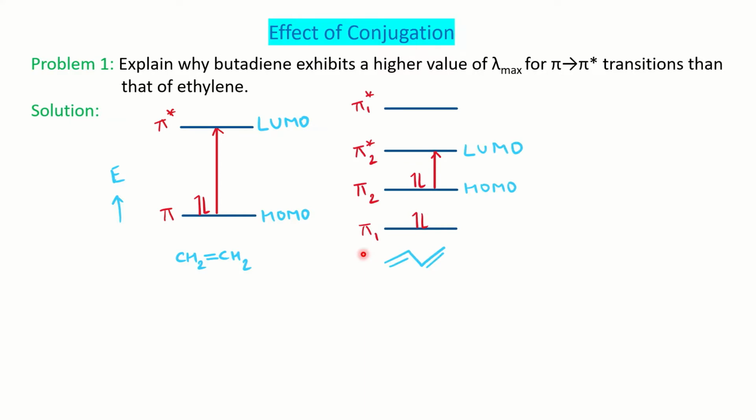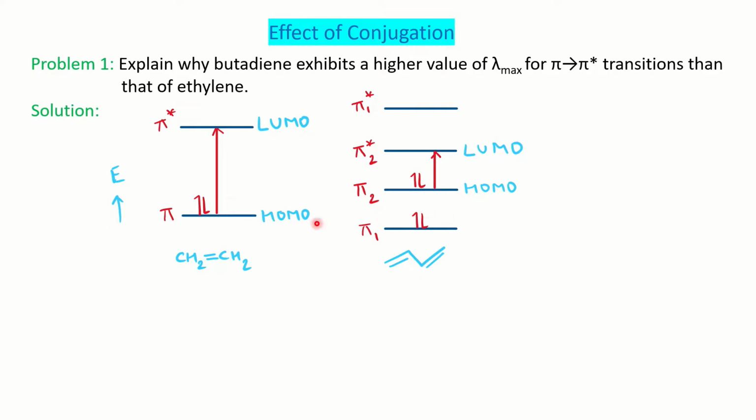Now we'll see what happens in the case of butadiene, where you have one additional double bond. In that case, how many electrons will there be in total? 4 pi electrons will be there. Now 2 pi bonds means you have 2 bonding orbitals and 2 anti-bonding orbitals. The 4 pi electrons will occupy the ground state in the bonding orbitals. Here the highest occupied is pi 2 and the lowest unoccupied is pi 2 star. So the transition will take place from pi 2 to pi 2 star in the case of butadiene.